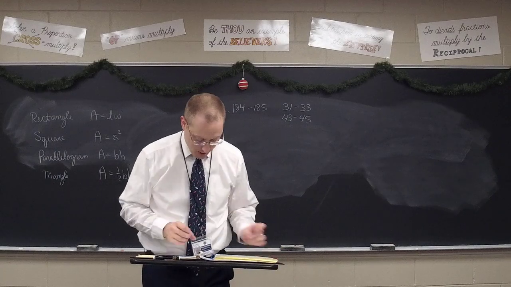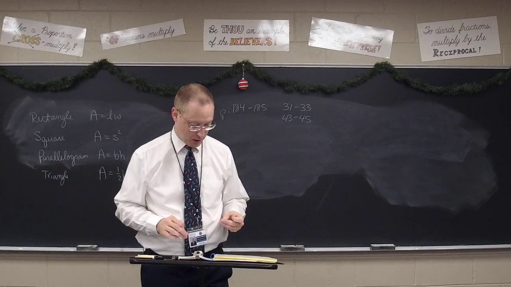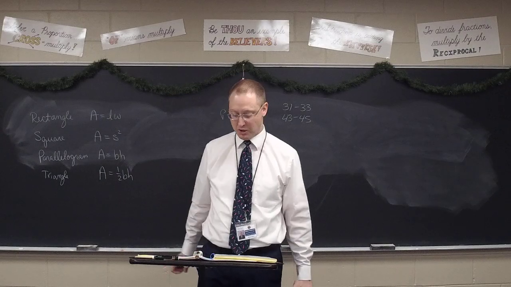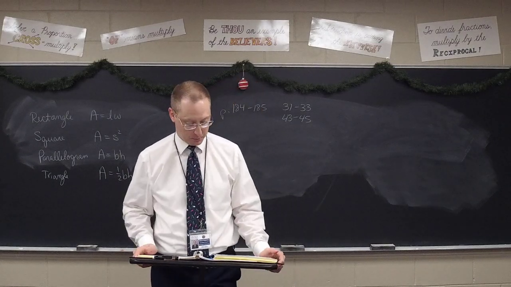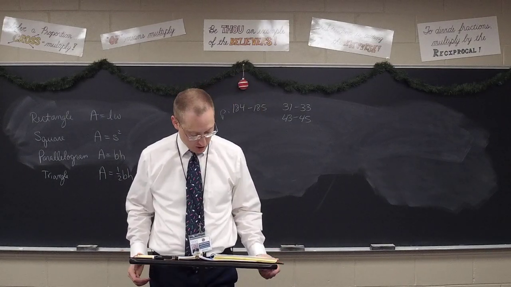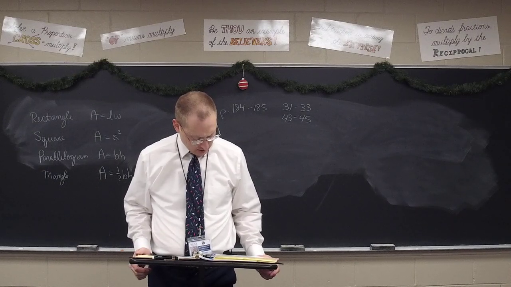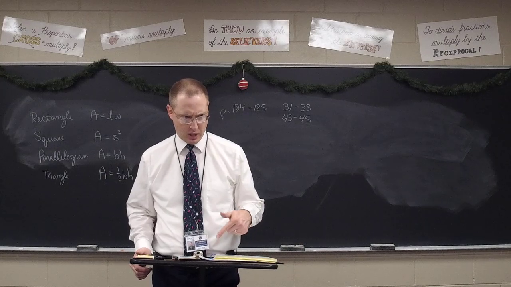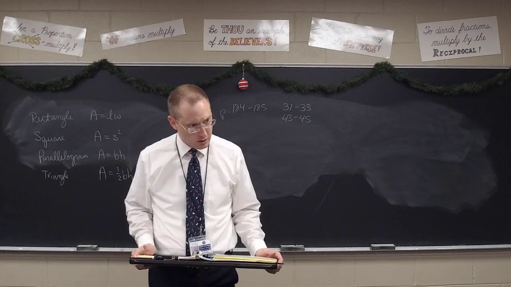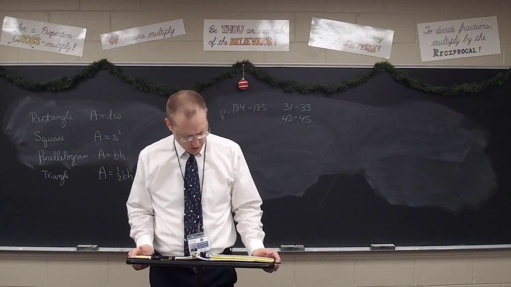Number 32, we have a square, and one side's 3.2 inches. That means they all are 3.2 inches. We just need to square that or multiply it by itself. Ben, what did you get for 32? 12.8. Little bit of a multiplication error there. Bryson, can you help him? 12.8 square inches.